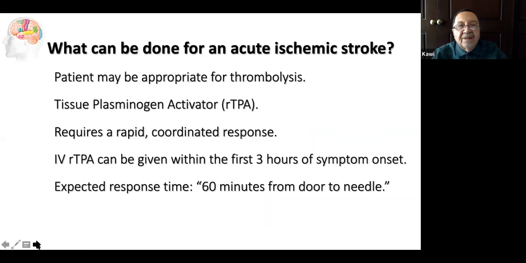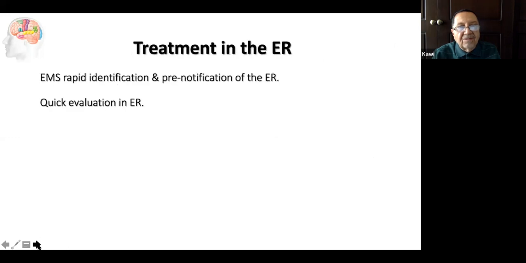So what can be done? We can give intravenous TPA, or tissue plasminogen activator. The R is for recombinant tissue plasminogen activator. It requires a rapid and coordinated response, and it can be given in the first 3 hours of symptom onset, because that's the time where the tissue is still salvageable, and the expected response time is about 60 minutes from door to needle. Once the patient hits the emergency room, we should not delay him more than 60 minutes to the needle in his hand to receive the treatment.